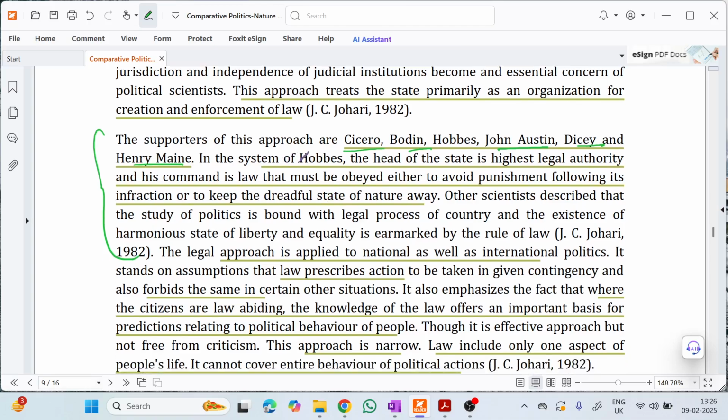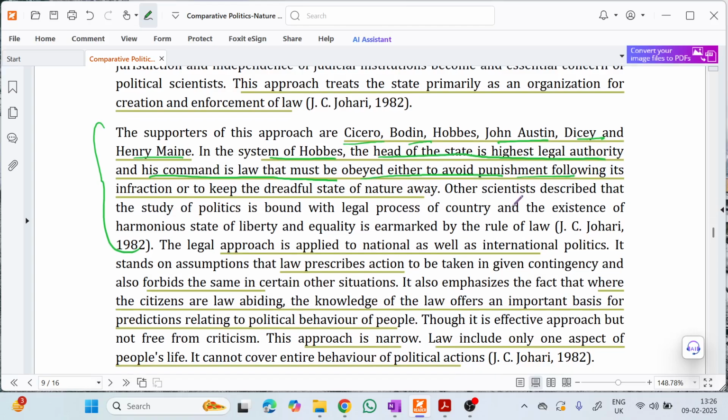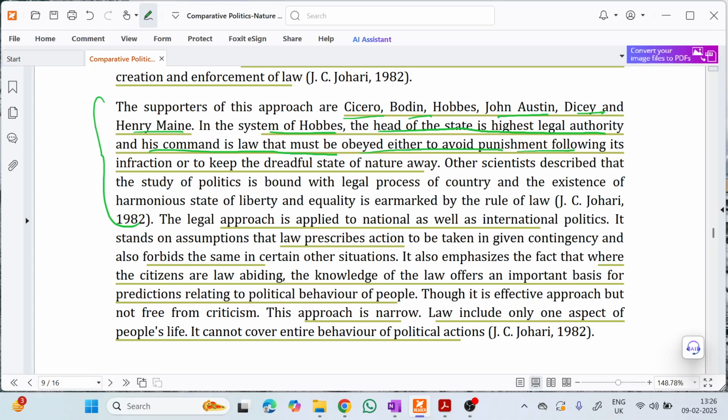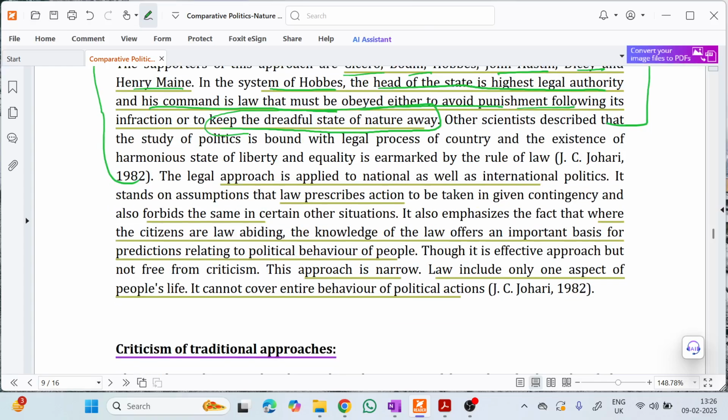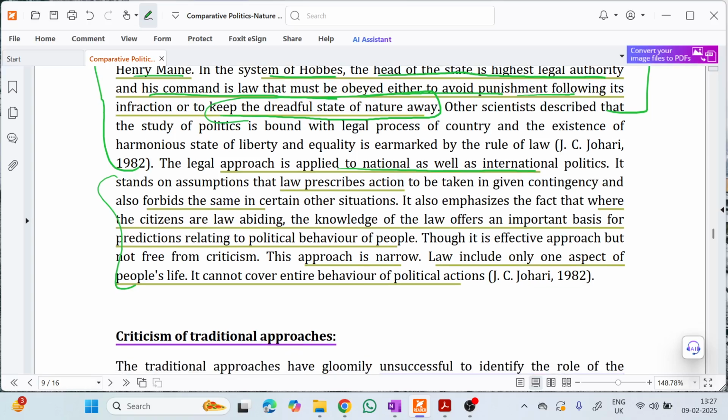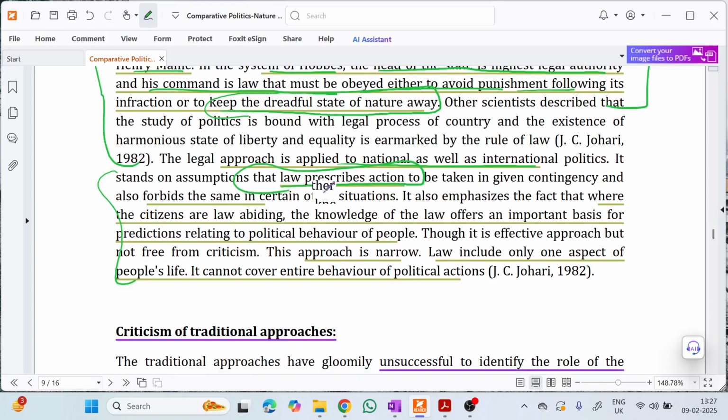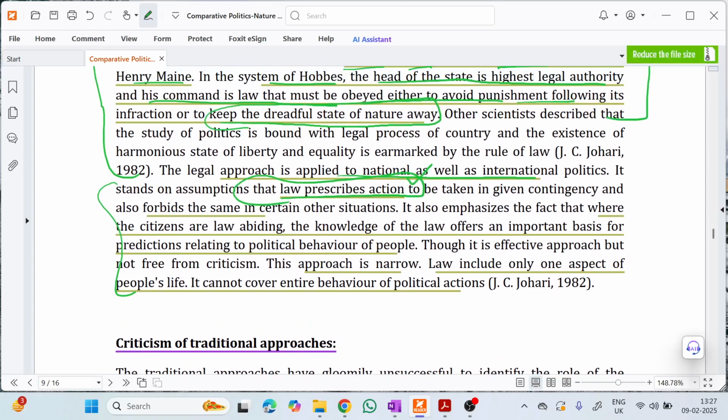The main supporters of this approach are Cicero, Bodin, Hobbes, John Austin, Dicey, and Henry Maine. In the system of Hobbes, the head of state is the highest legal authority, and his command is the law that must be obeyed, either to avoid punishment or to keep this dreadful state of nature away. This legal approach applies to national as well as international politics, and it stands on the assumption that law prescribes action. So it is more concerned about static actions, which is not the case.